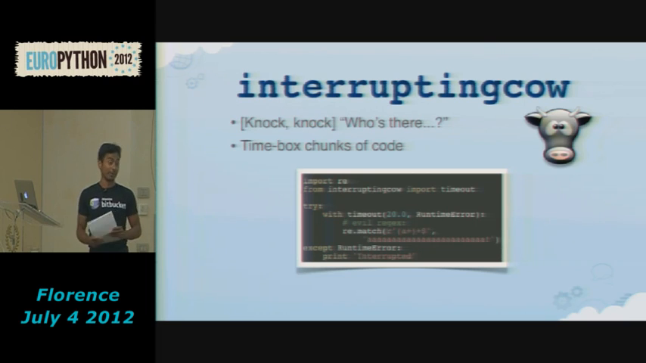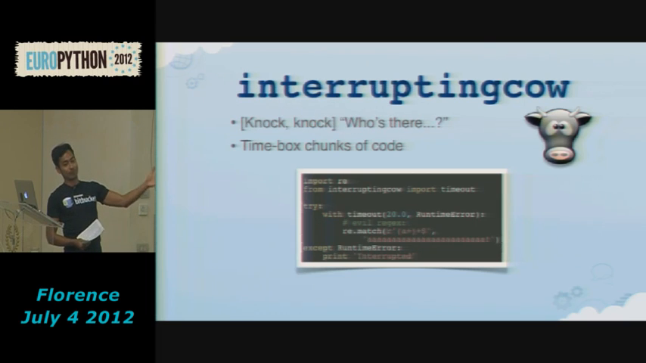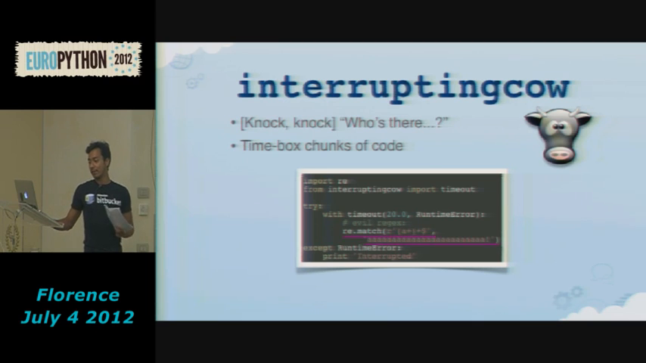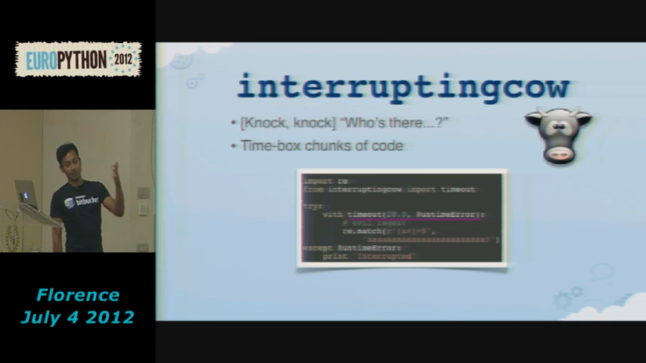So I apologize for the quality of the text here for the code excerpt. But basically what it does is it provides a context manager where you can say, I want to run a piece of code with a certain timeout. So here we want to run a regular expression, that evil one from before that will take forever, in a context manager that says, run this for a maximum of 20 seconds, and if it takes longer than that, please raise this exception.